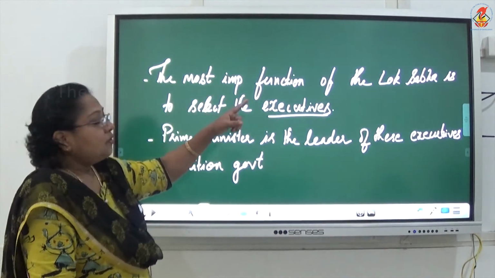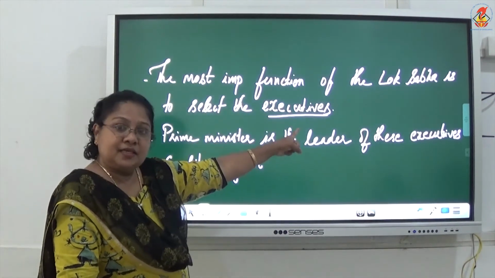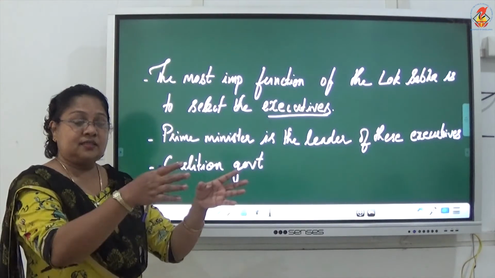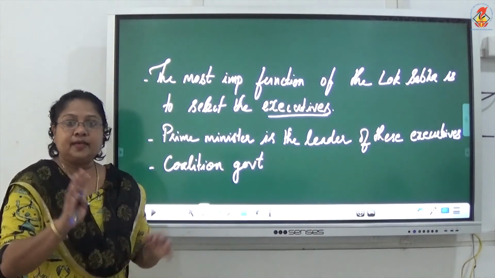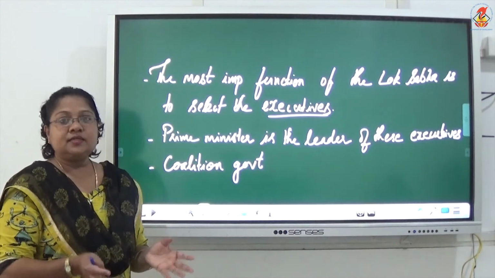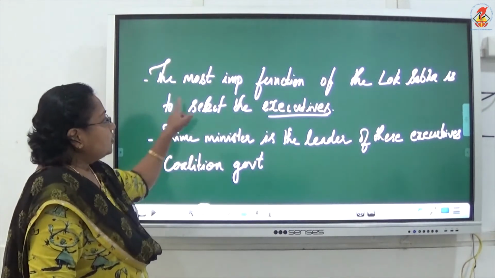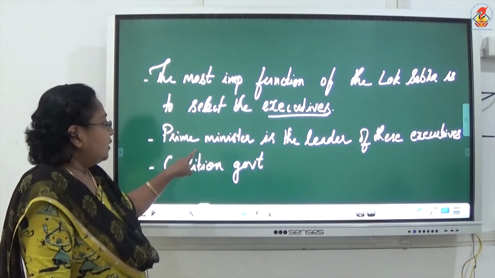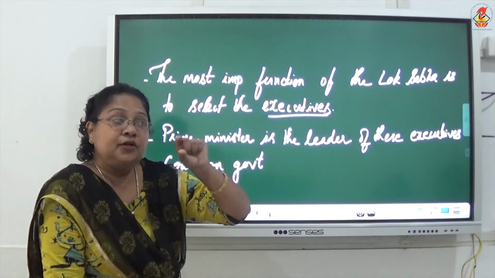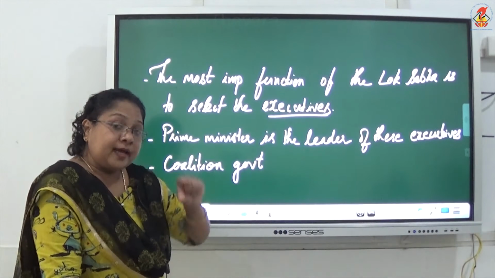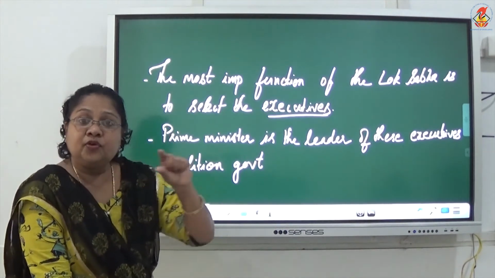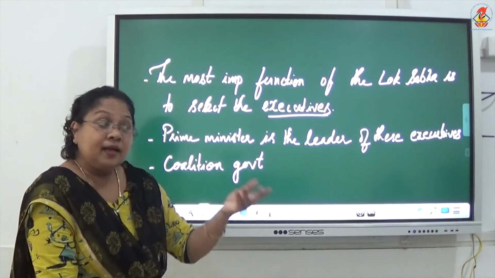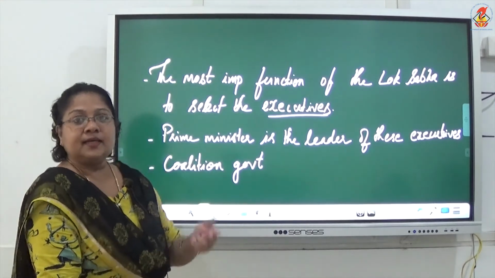The most important function of the Lok Sabha is to select the executive. And who are the executives? Executives are the ministers who implement the policies that have been adopted by the government. They are the group of ministers who are implementing the policies. The prime minister is the leader of these executives, and the prime minister assigns duties to each minister, or in other words, assigns portfolios to each minister, like the health portfolio to the health minister, the education portfolio to the education minister, and so on.